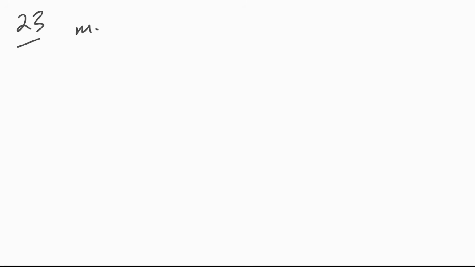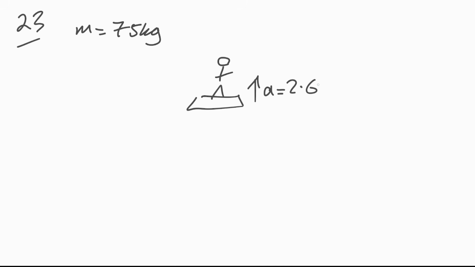23. A man has a mass of 75 kilos and stands on a scale that accelerates upwards at 2.6 meters per second squared. What is the reading on the scales during the acceleration? Easy peasy. It might look a bit bizarre, but it's just the same as your tension in a cable. And they've even given it in newtons, which is really nice. We don't have to convert it back to kilograms. So force is going to be equal to mg plus ma. It's as simple as that.